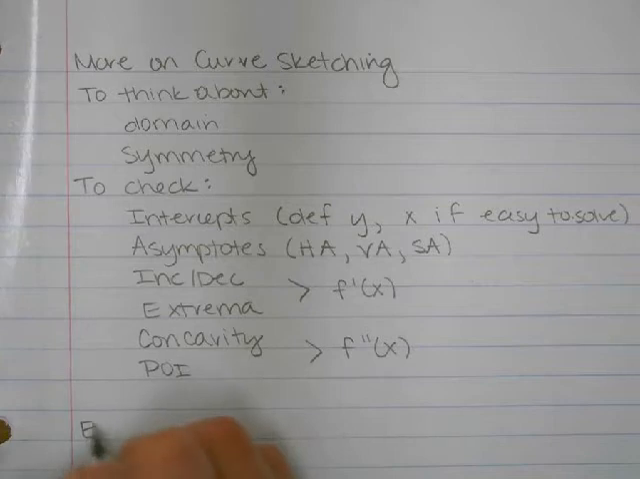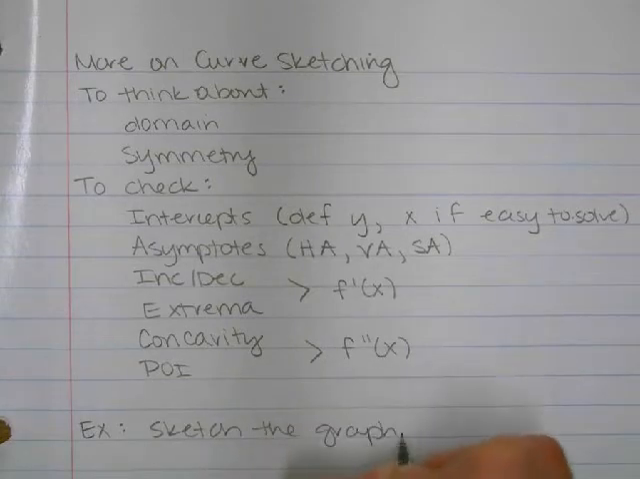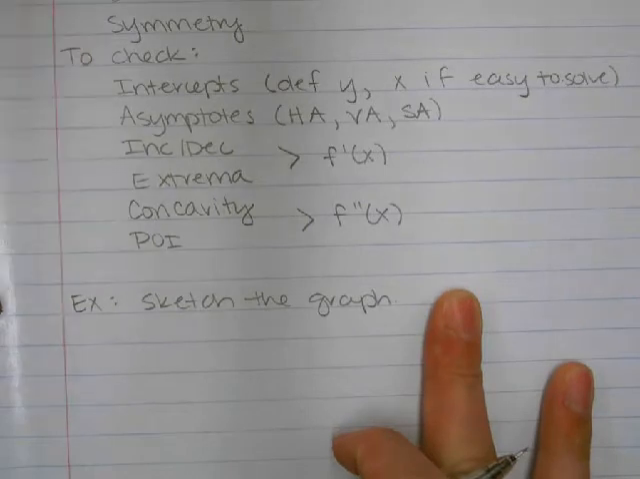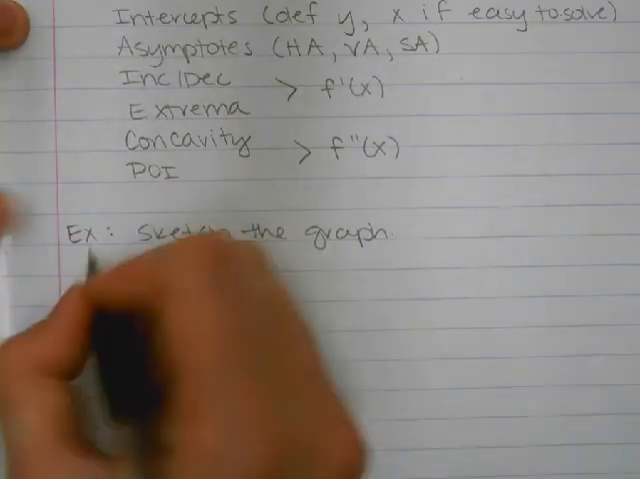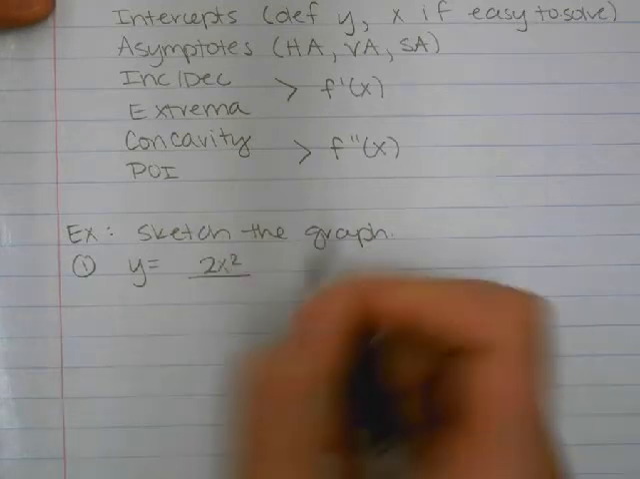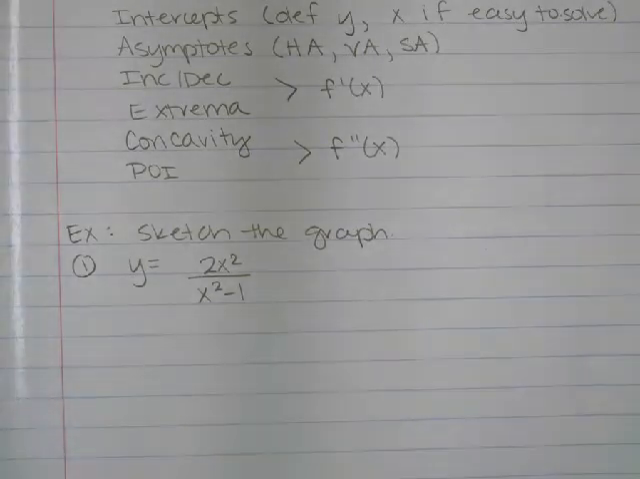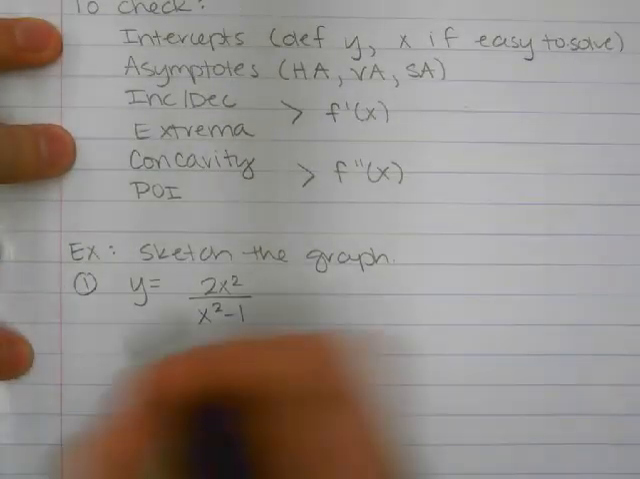So for the example, we are going to sketch the graph. The first function that we are going to look at is y equals 2x squared divided by x squared minus 1. There's not necessarily a specific order you have to go through when you look for these things. I'm doing my example problem in this order because it helps me to do it like a checklist.